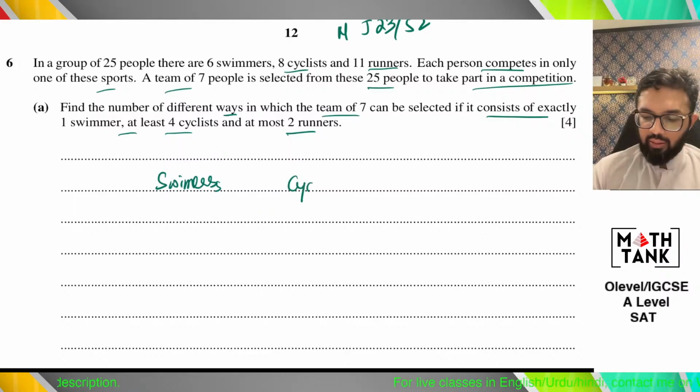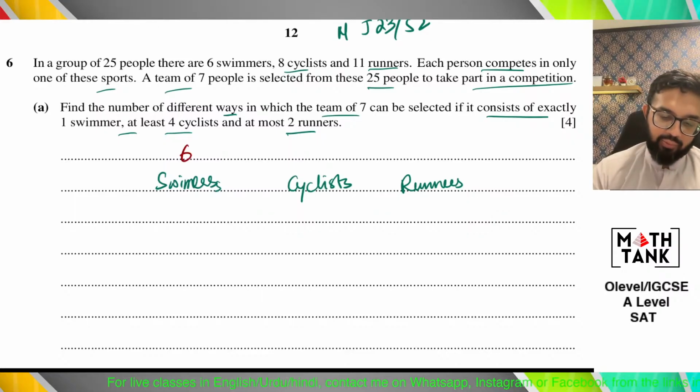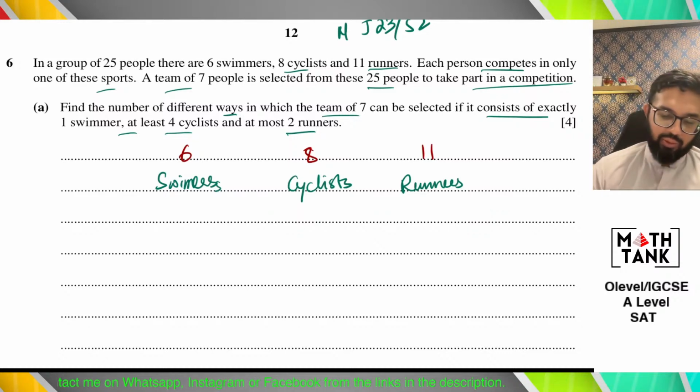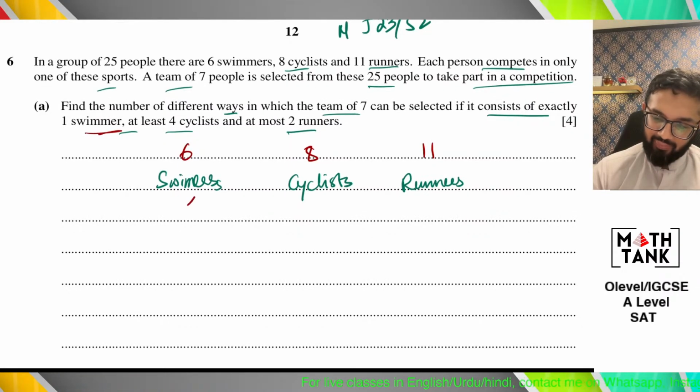Swimmers, cyclists, runners. Exactly one swimmer, at least 4 cyclists, and at most 2 runners.